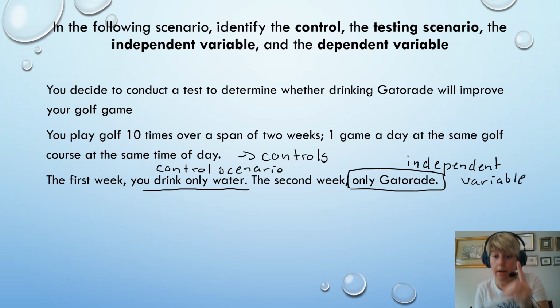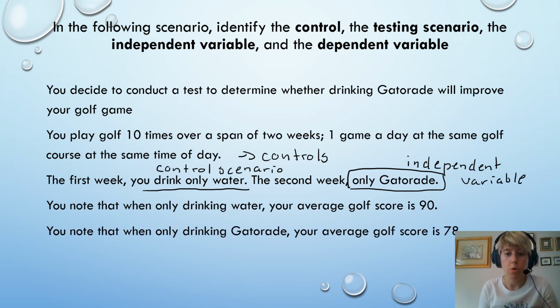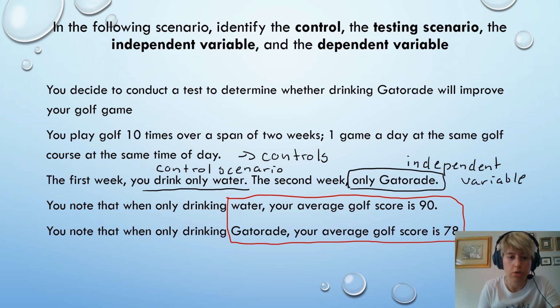It's the one variable that differed from the control scenario. So we noted that when you only drank water, the golf score was 90. When you only drank Gatorade, the golf score was 78. So if we're looking at seeing if Gatorade had an effect or not, well, we need to look at the results from the control. So control, again, was just with water. And we see that the average score is 90.